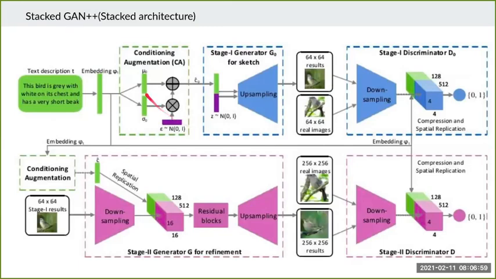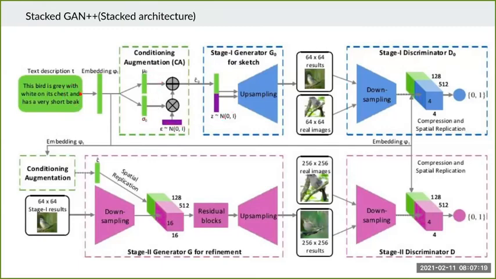So the idea that StackGAN proposed was of a stacked architecture of generator-discriminator networks. As I said, the idea is to progressively generate better and better images. So it introduced something called conditional augmentation.